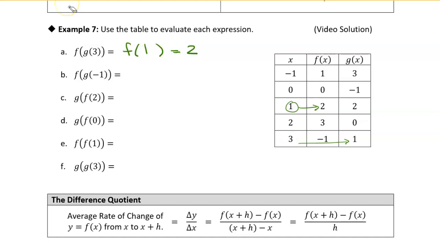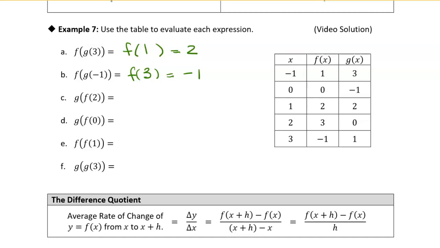Now I'm going to erase my markings here so that we don't get confused when we go to the next thing. So I want f of g of minus 1. Let's evaluate g of minus 1. So when x is minus 1, g of x is 3. Now I just need f of 3. When x is 3, f is minus 1. That's it. That's all there is to it.